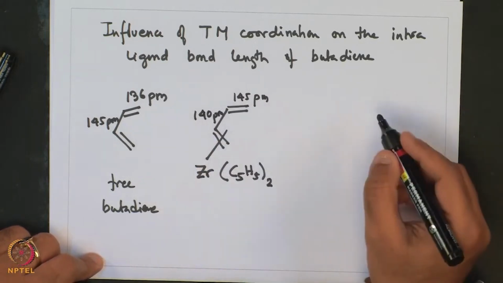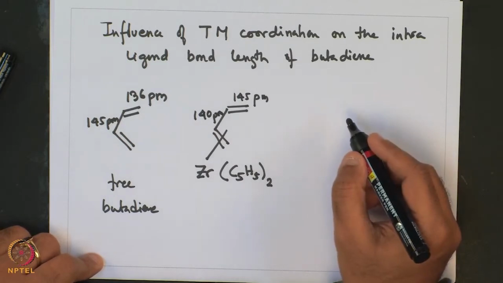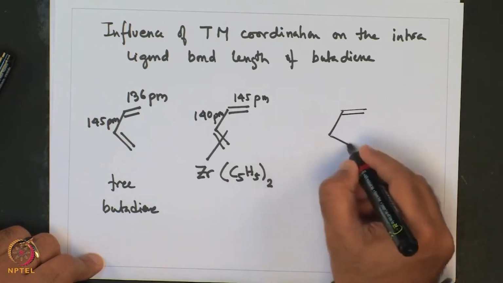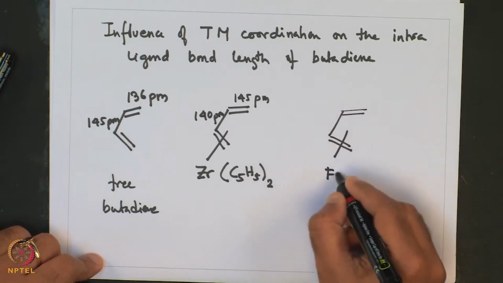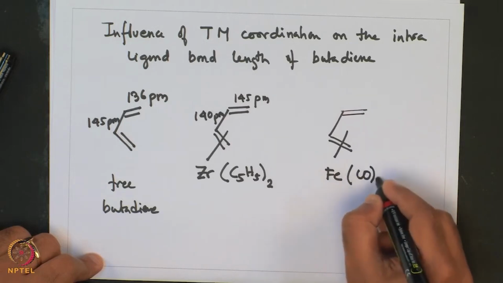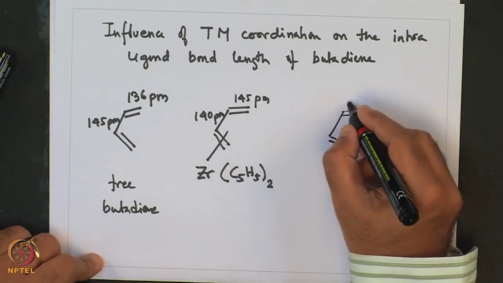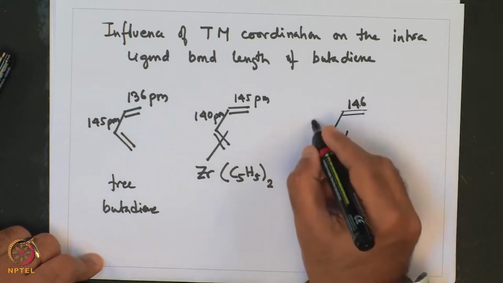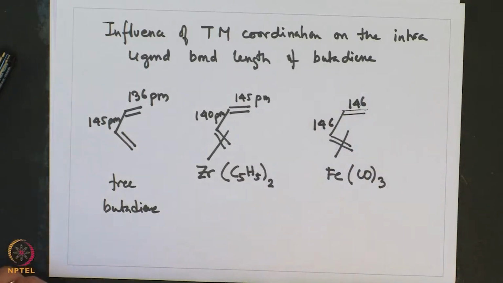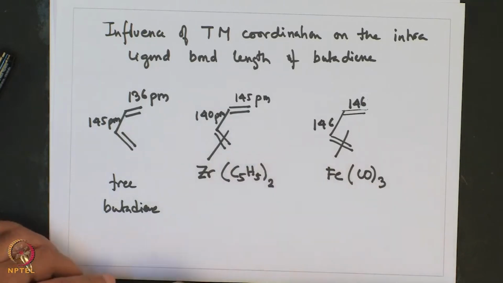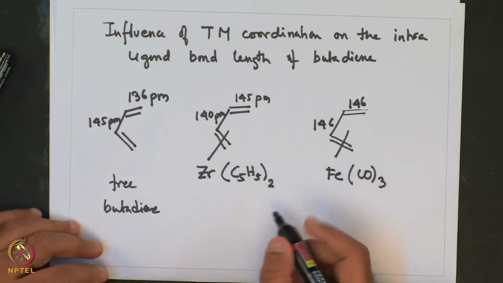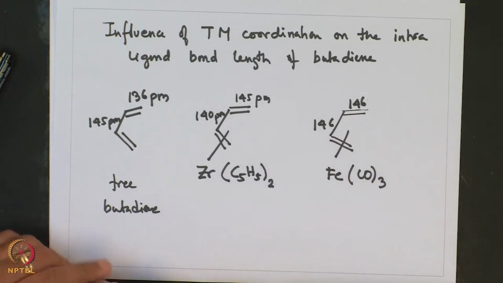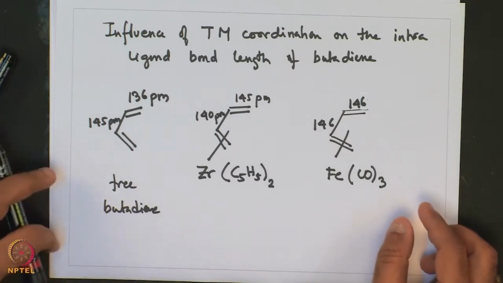The same can be seen from iron coordination, where butadiene coordinated to Fe(CO)3 has the terminal one at 146 and the internal one at 146. So there is a significant change: the intraligand bond length changes as the metal coordination occurs, and it also depends on the nature of the metal. For example, iron is a more electron rich metal than zirconium, and obviously the extent of the interactions in these two metals would be different.